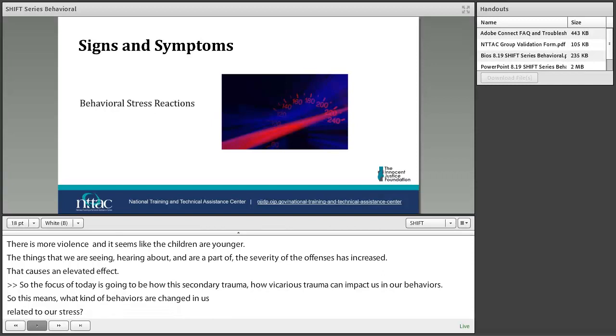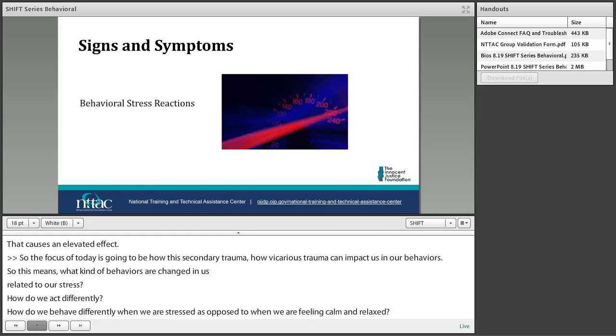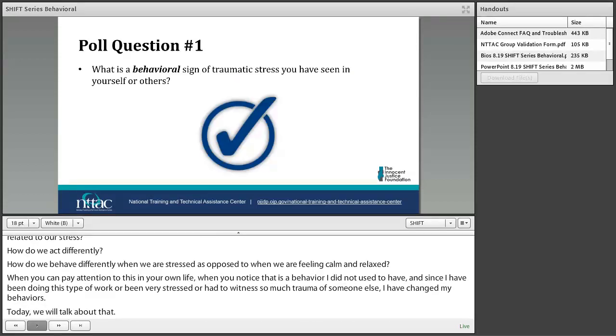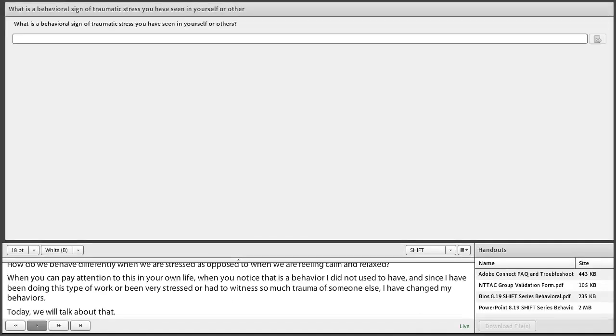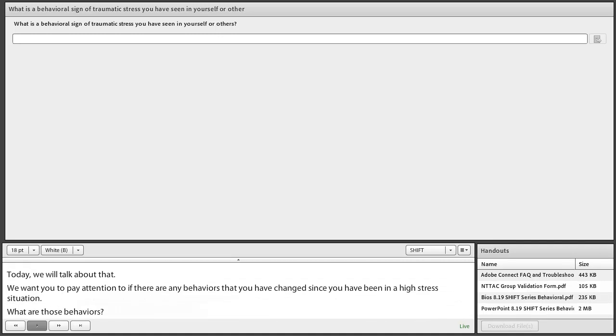When you can pay attention to this in your own life, when you notice, wow, that's a behavior that I didn't used to have, and since I've been doing this type of work, or since I've been very stressed, or since I've had to witness so much trauma of someone else, I've changed my behaviors. Today we're going to talk about that, but we want you to pay attention to whether there are any behaviors that you have changed since you've been in a high stress situation, and what those behaviors are.